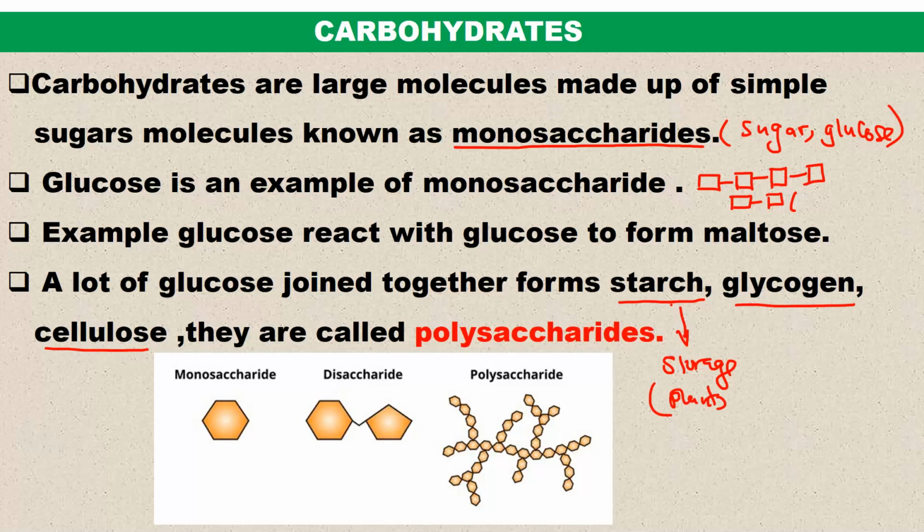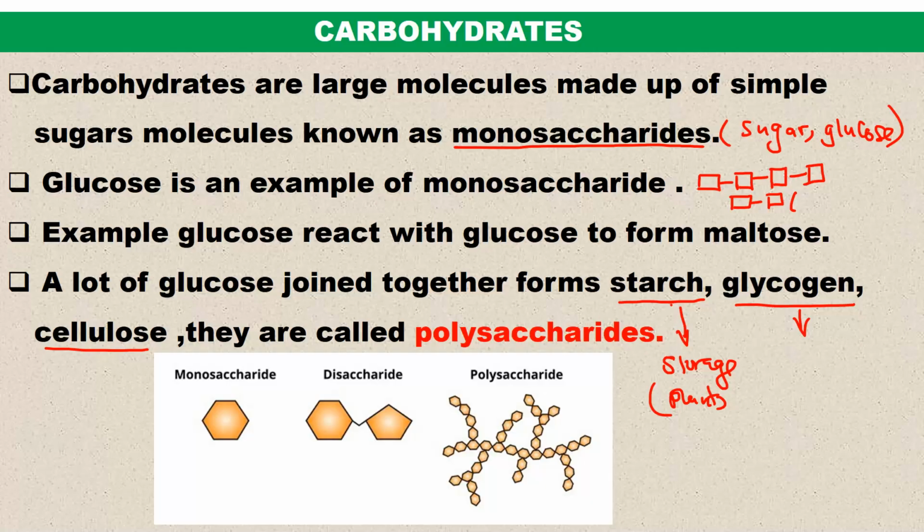So starch is found in plants. Then, of course, the storage form of glucose in animals is what we call glycogen. So glycogen is simply the storage form of glucose in animals. But cellulose makes up the cell wall. I guess we've gone through the first part and you understand this part.